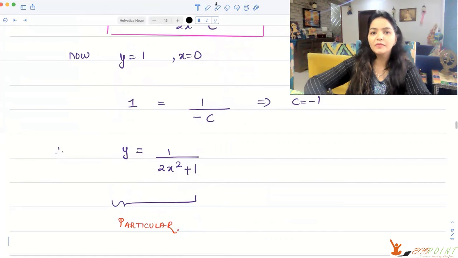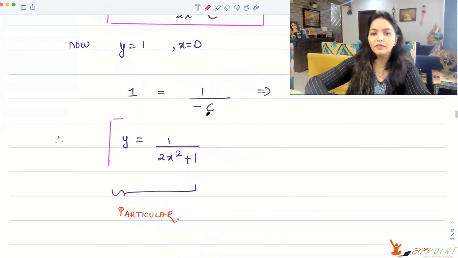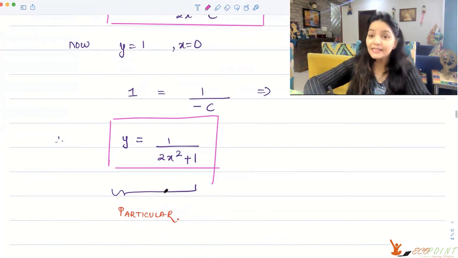The moment you put the value of c as minus 1, the curve becomes y equals 1 upon 2x squared plus 1. This is a particular solution. This is what we mean by particular solution. When you get rid of the arbitrary terms, that's your particular solution.